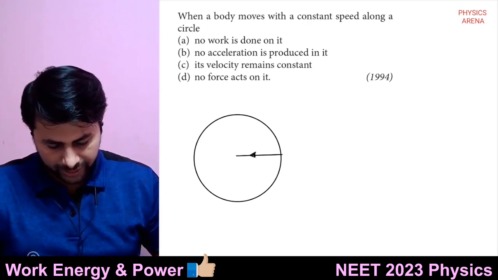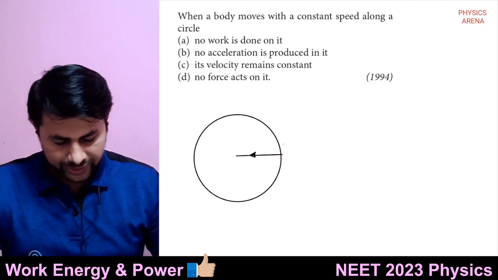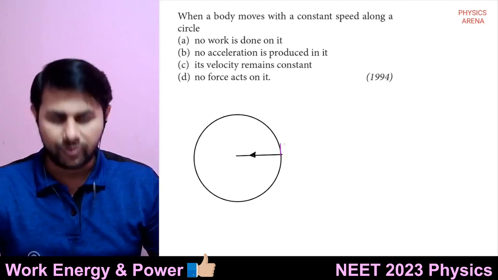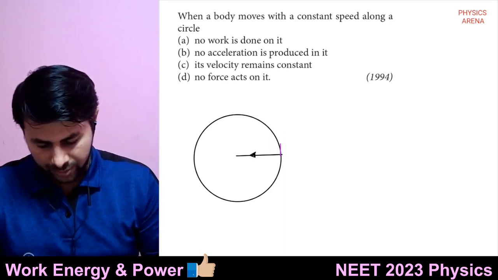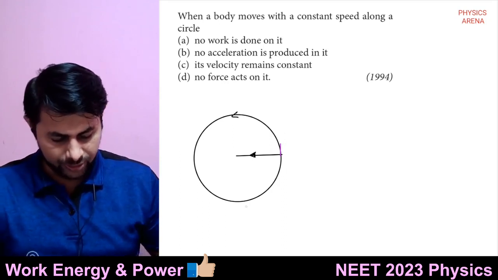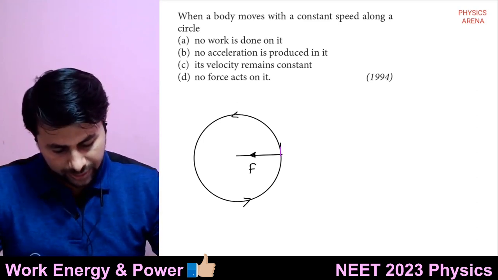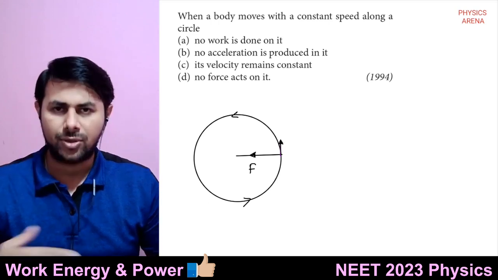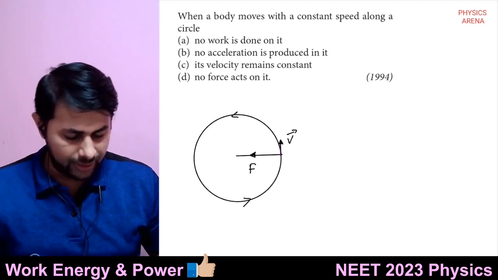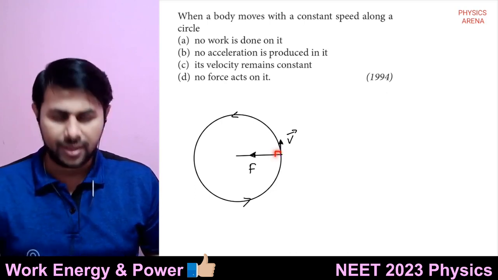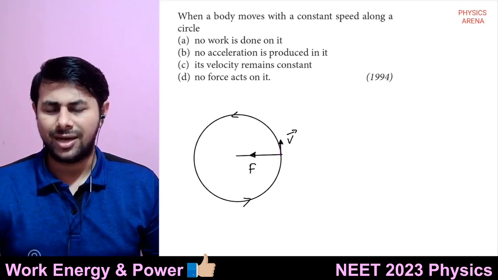Okay, let's suppose body is at this point. So what is its velocity? In what direction is the velocity? It's in tangential direction. Okay, so let's suppose it is moving in anti-clockwise sense. This is the force, centripetal force. This is the direction of movement. Okay, this is the velocity. So at each and every point, you can see the angle between force and displacement is how much? 90 degrees.